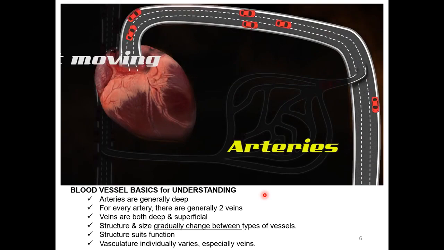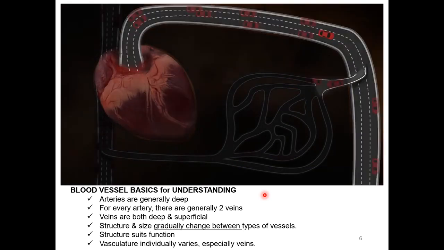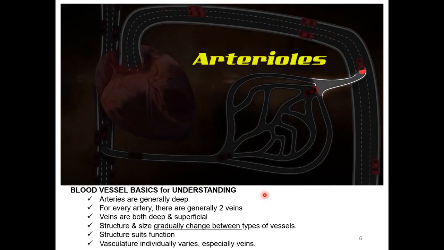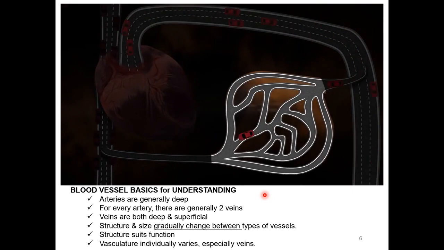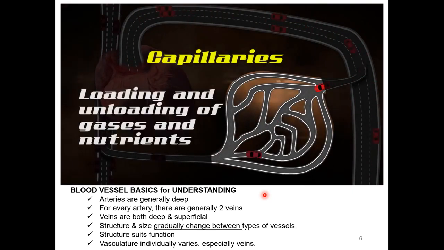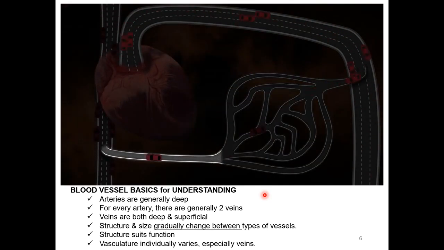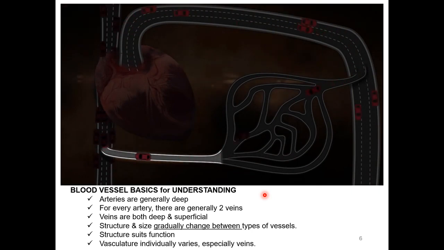Arteries are like freeways offering fast, one-way traffic moving away from the heart. Arterioles act like off-ramps from the arteries to the capillary beds. Capillaries are like neighborhood roads. This is where the loading of nutrients to the cell and unloading of waste from the cell occurs. Venules act like on-ramps from the capillary beds to the veins.